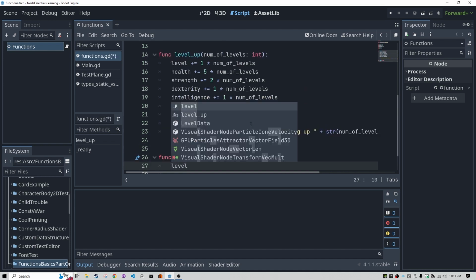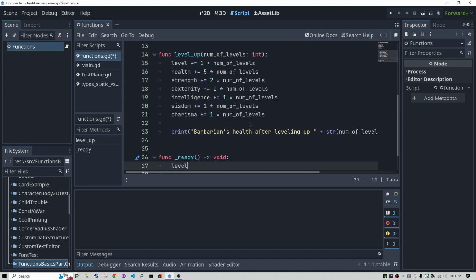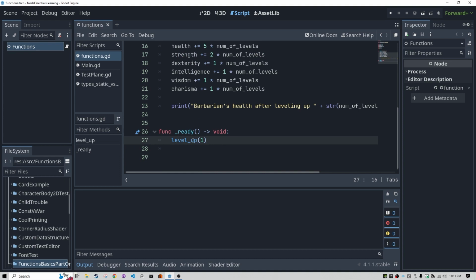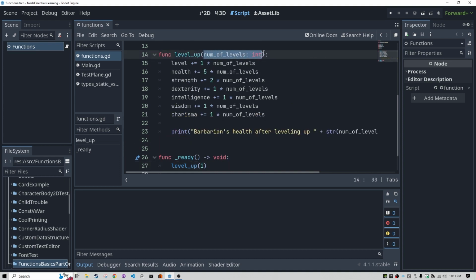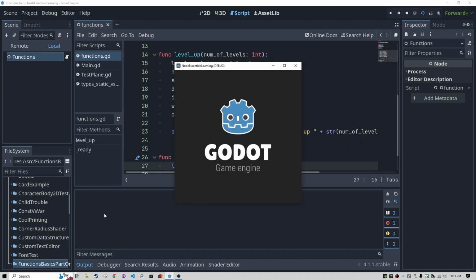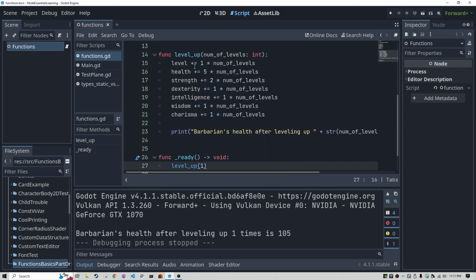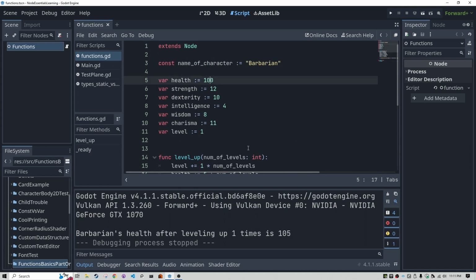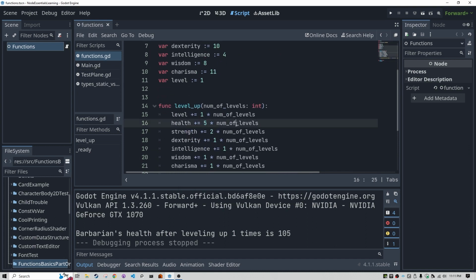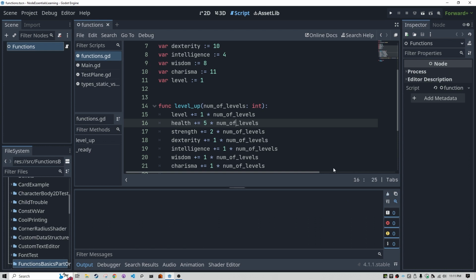So for example, let's just make sure that we didn't break anything. Let's level up one time, right? Now notice if I want to level up one time, I have to tell it one time, right? Because now we're taking a parameter, okay? So let's see what happens here. I made the output font a little bigger so it's easier to see. So Barbarian's health after leveling up one time is 105. Well, that's what we expect, right? Remember, our starting health was 100, and you get 5 health for every level. So that appears to be working.